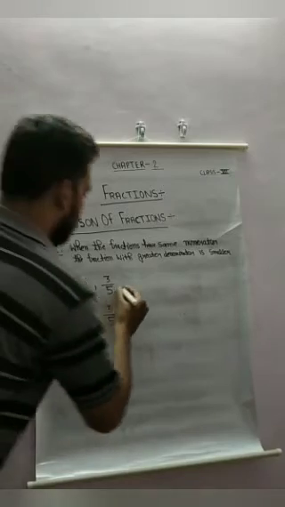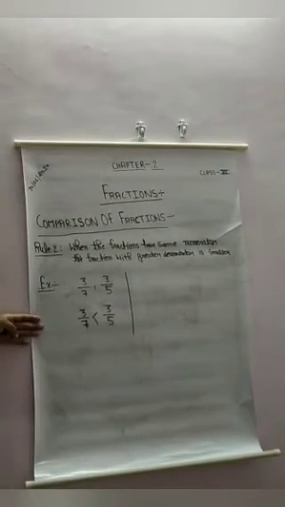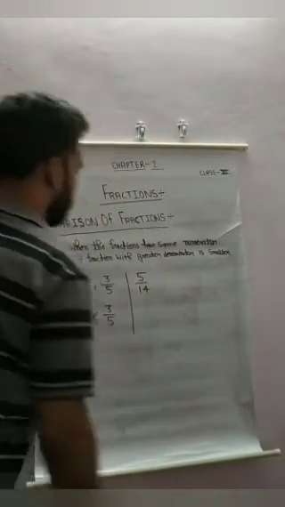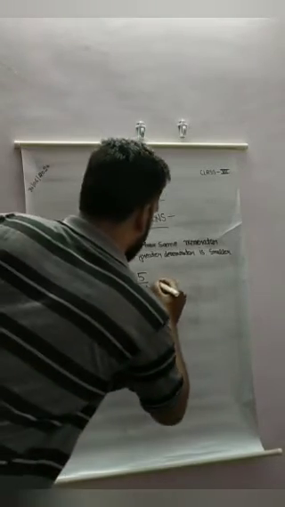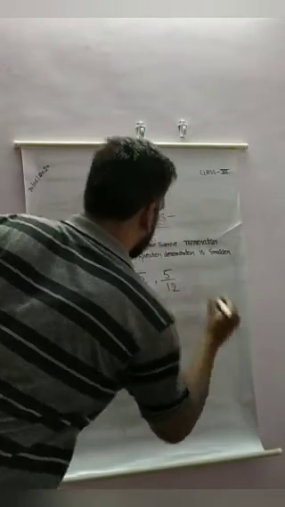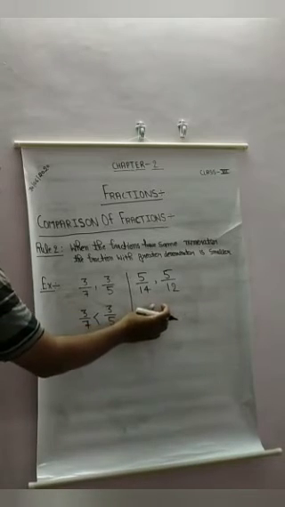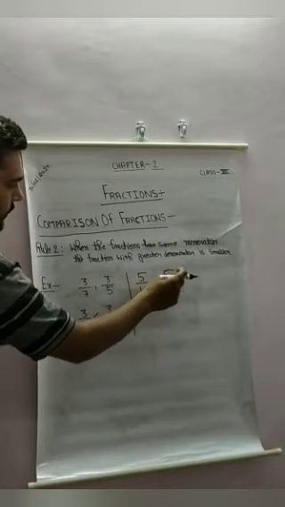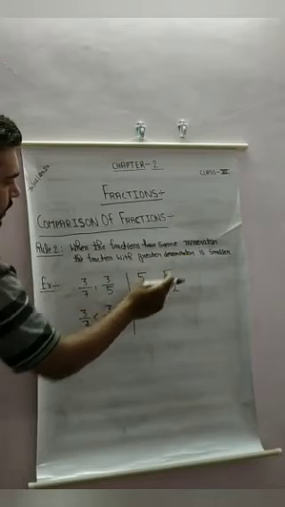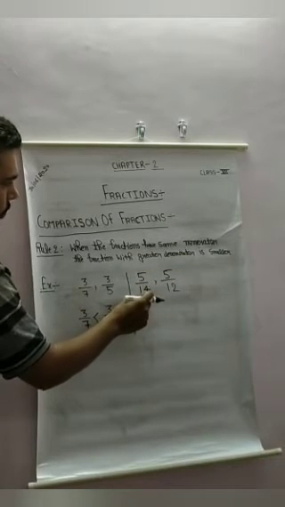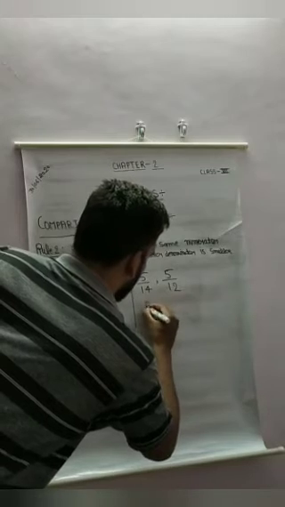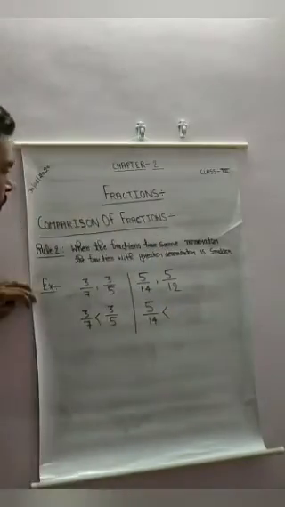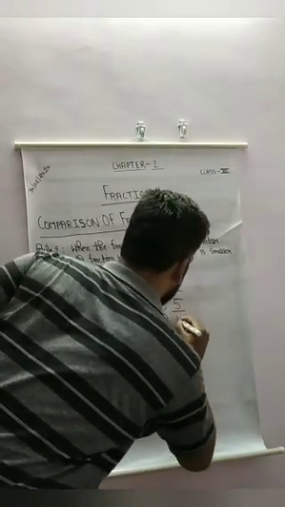Let's take another example. Suppose we have fractions 5 upon 14, 5 upon 12. How will we compare these fractions? The fractions have the same numerator. The fraction with greater denominator is smaller. So 5 upon 14 is smaller than 5 upon 12.